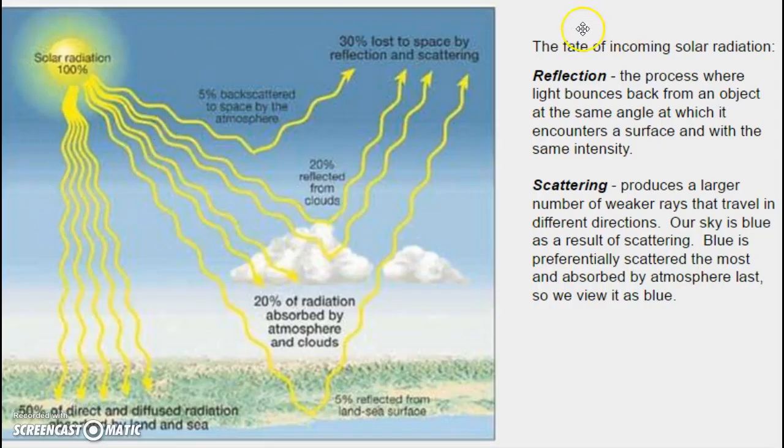So now we're going to look at what's taking place. We call this the fate of incoming solar radiation. If I have 100% of solar radiation, and we can talk about this in terms of the heat budget, about half of it gets absorbed into land and water right away.